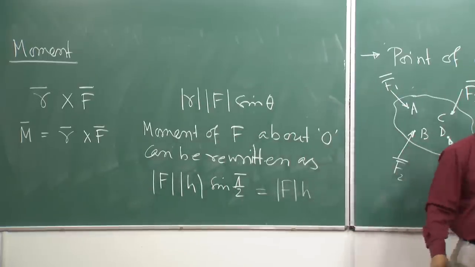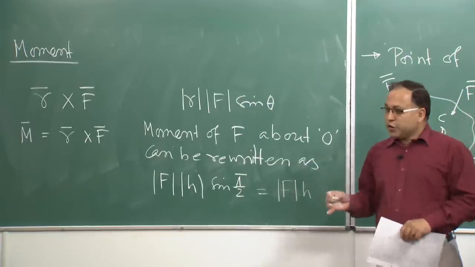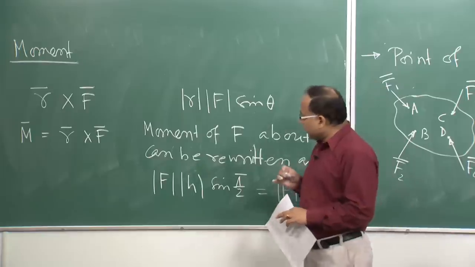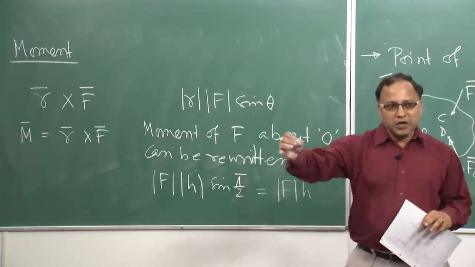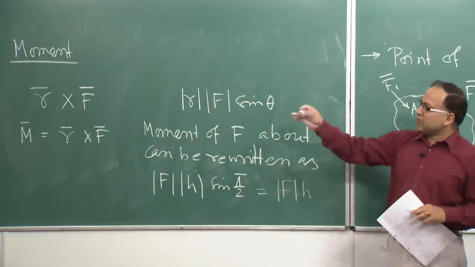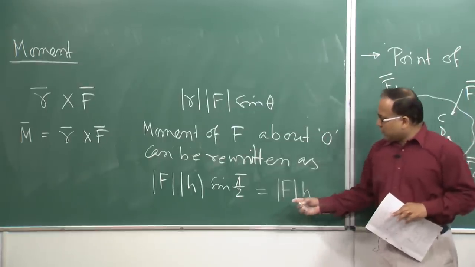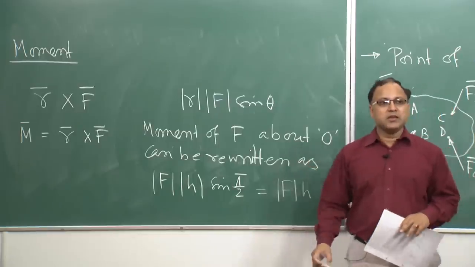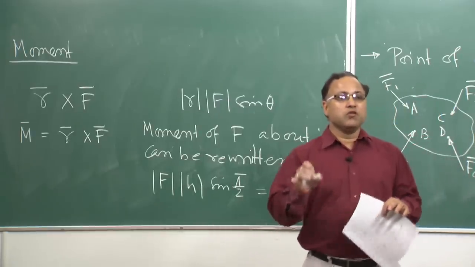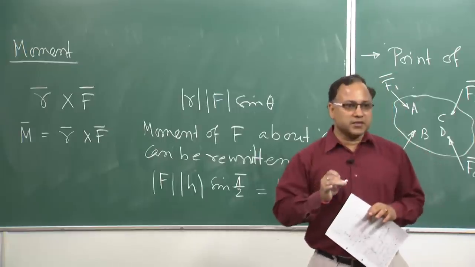What does it actually mean? If you can manage to get the displacement vector in such a way that it gives the normal distance, or the perpendicular distance, from the fixed point to the line of action of the force, then your force multiplied by that perpendicular distance will give you the moment of that force with respect to that fixed point O in space.